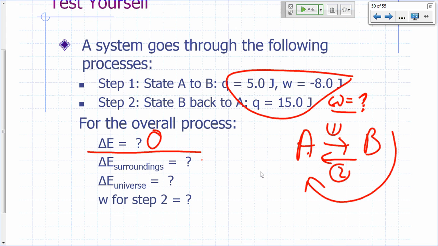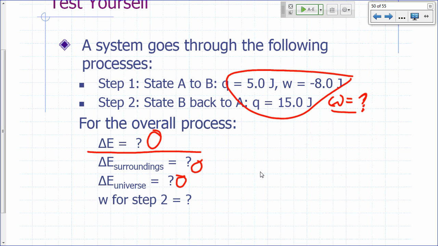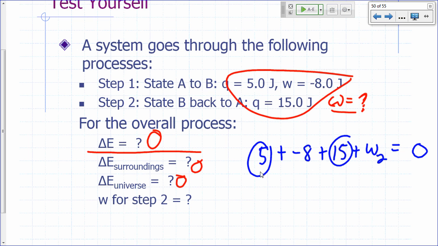Okay, delta E of surroundings is how much? 0. Delta E of the universe? 0. What's W for step 2? Negative 12. Let's see. 5 plus negative 8 plus 15 plus W2 would be equal to 0. All of that should add up to 0, right? It's a cyclic process. So what would this be? 5 plus 15 is 20 minus 8, so that's 12 plus W2 is 0, so W2 is negative 12.0 joules. Okay?